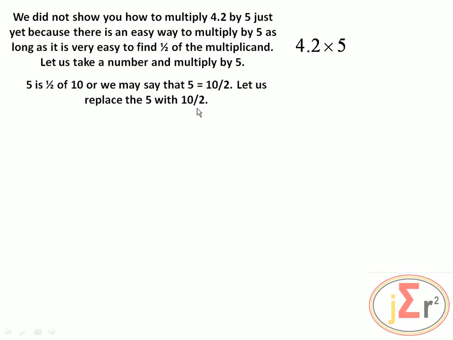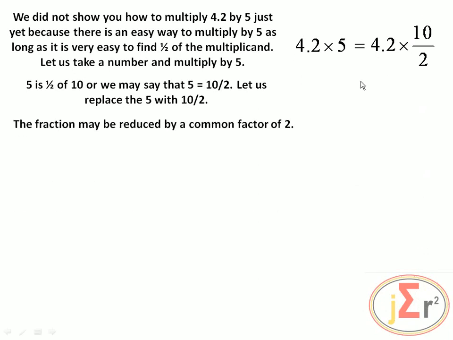4.2 multiplied by 5. 5 is a half of 10, or we may say that 5 is equal to 10 over 2. Let us replace the 5 with 10 over 2. So instead of 5, we write 10 over 2. The fraction may be reduced by a common factor of 2. Divide 2 by 2, the result is 1. And divide 4.2 by 2, the result is 2.1.